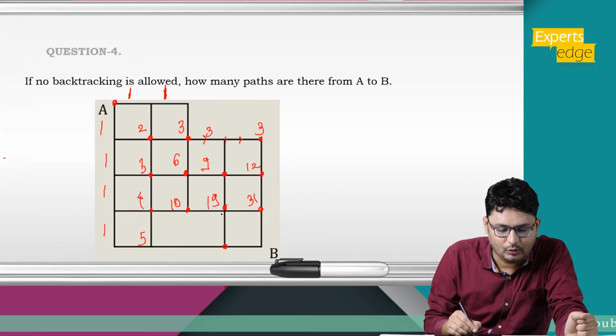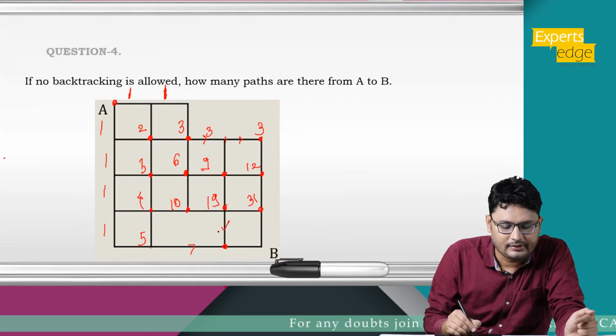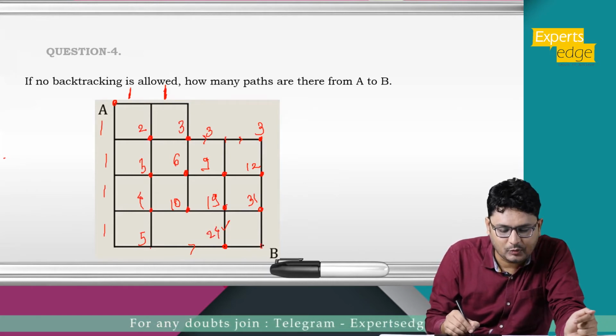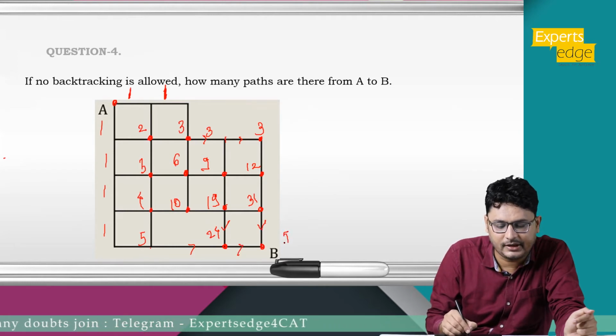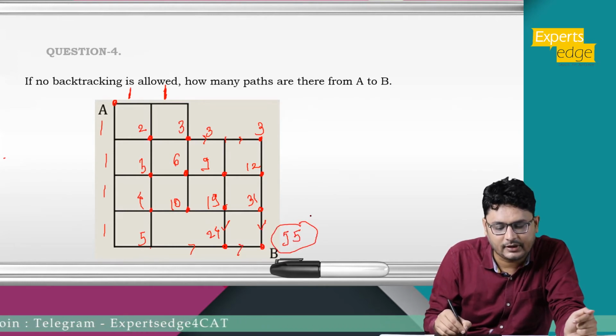Now coming here it would be at this point ऊपर से 19 and यहाँ से आ रहा है 5, that is nothing but 19 plus 5, that is 24, right? And at this moment it would be 13 from here, 24 from here, 55. So 55 has to be answer of this particular question.